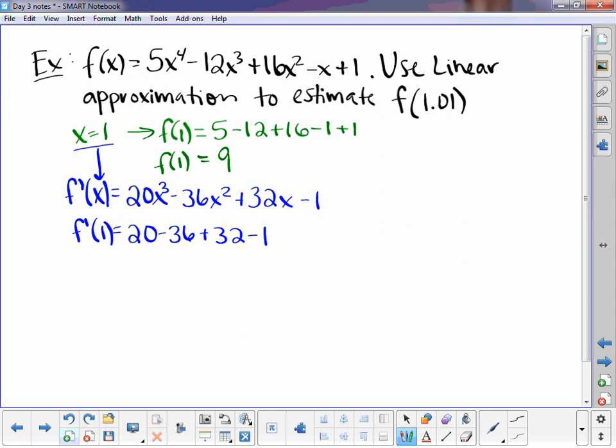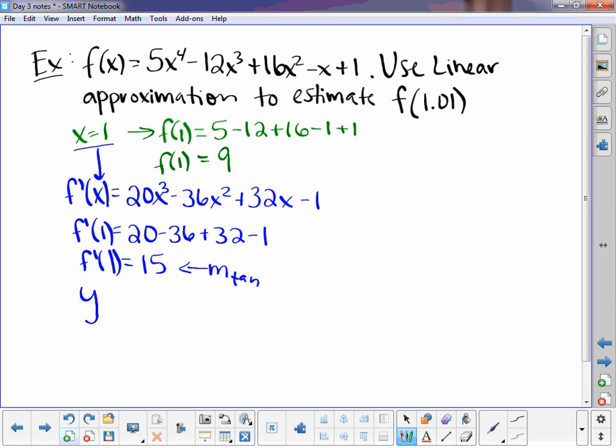15, we're good with that? So what was that we just found? Good, this is the slope of the tangent line. Okay, so now we can go and write our equation of the tangent line.